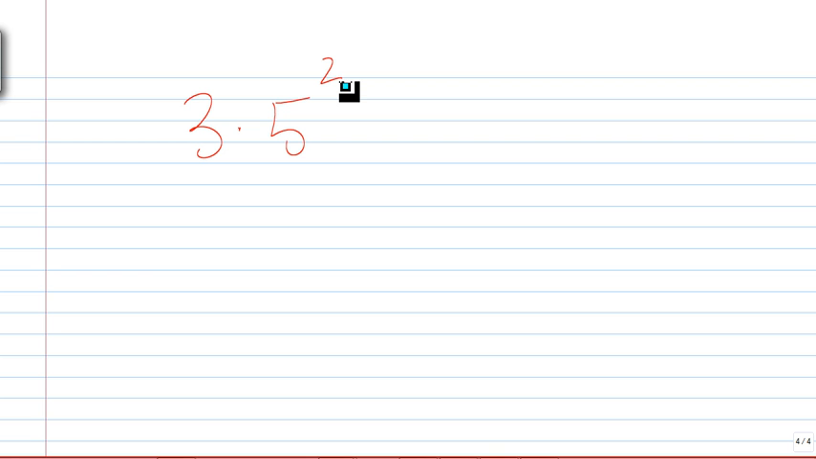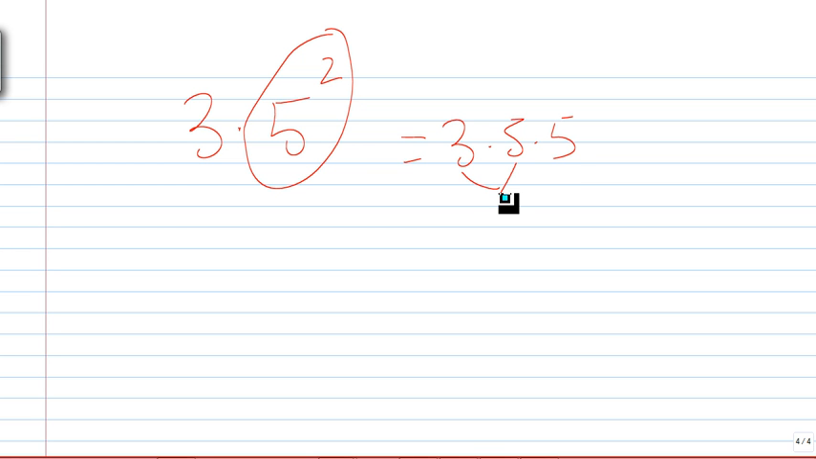Now let's evaluate this one. Remember your order of operations. You're going to do your parentheses, then your exponents, then you multiply, divide, and then add or subtract. Here I do my exponents first. I want to do 5 squared first. What is 5 squared? That's 5 times 5. So if you want to expand this out, you have 3 times 5 times 5. Now you can multiply those straight across. So 3 times 5 is 15, and 15 times 5 is 75.